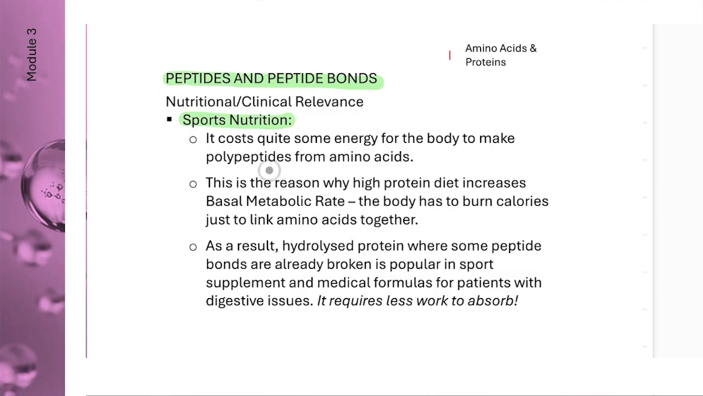A very good example of this is what we notice when you give a high protein diet. When you administer a high protein diet, the basal metabolic rate increases, so the body burns more calories in trying to absorb those amino acids and to put them together as proteins. So the body burns energy.